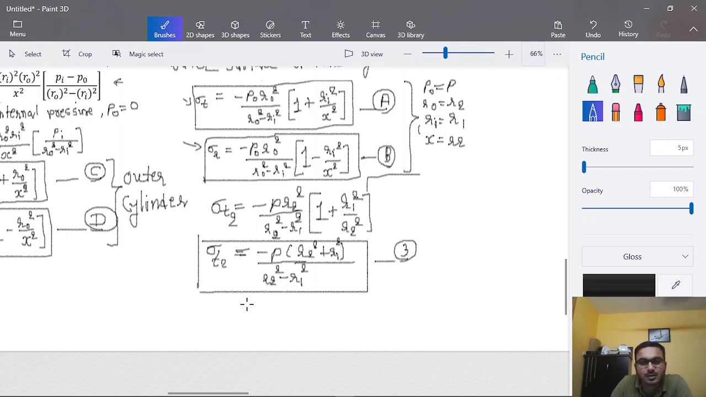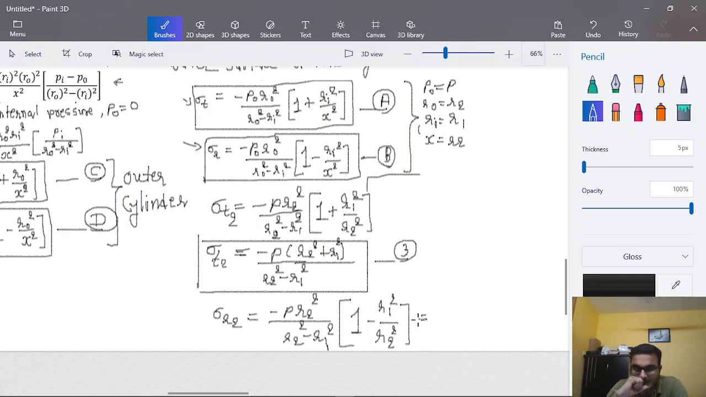and if you check the value of sigma r2, that is the radial stress at the outer surface of the inner cylinder, here it will be minus p r2 square divided by r2 square minus r1 square into 1 minus r1 square upon r2 square. If we find the answer, the final answer will be minus p. So sigma r2 will be equal to minus p. You can check it by yourself, it is quite straightforward. So what we have obtained here is equation number 4.